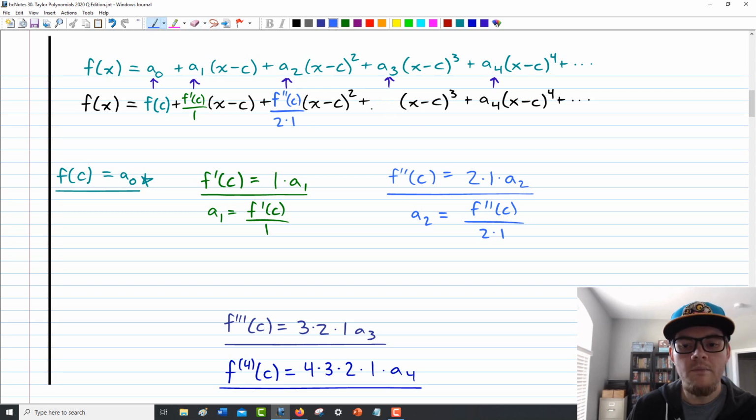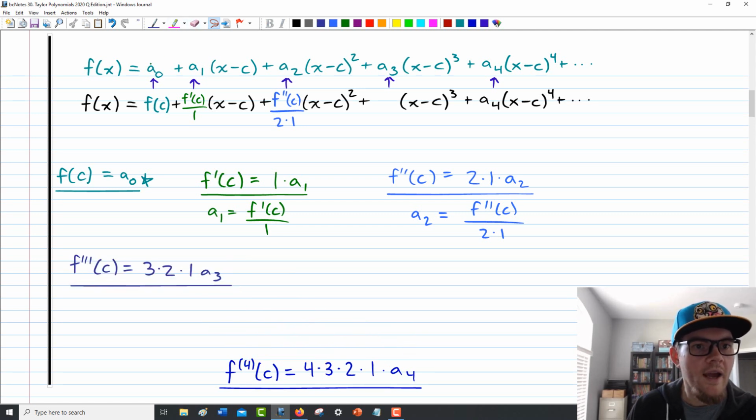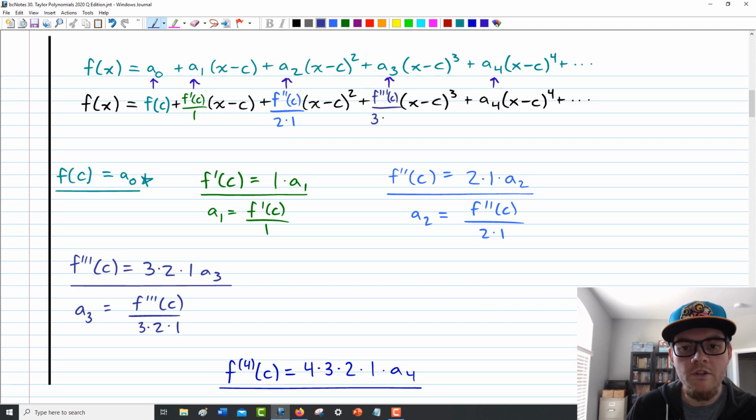For a sub 3, let's see what color we're going to have there. Oh, we had navy blue, I want to say. So a sub 3 is this guy right here. We are going to have, it looks like, a sub 3 is equal to f triple prime of c divided by 3 times 2 times 1. So 3 times 2 times 1 is going to go down in the denominator of this coefficient.